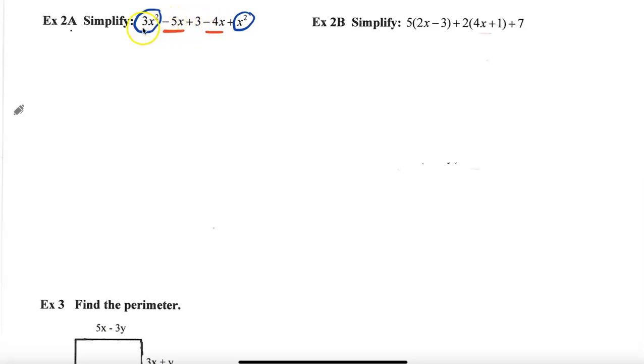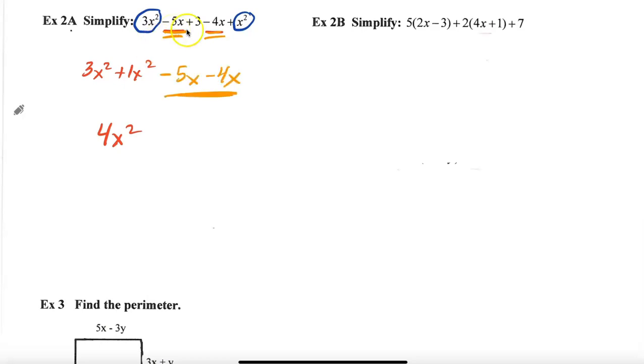So first let's add these. 3x squared plus the positive, or the variable with nothing in front of it, so positive x squared. It's kind of like doing 3x squared plus 1x squared. It's going to give me 4x squared. Then the x's: a negative 5x and a negative 4x, right? They have negatives in front of them, so it's negative 5x, negative 4x.